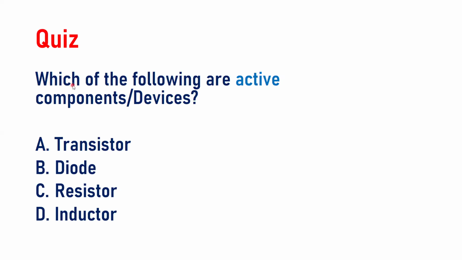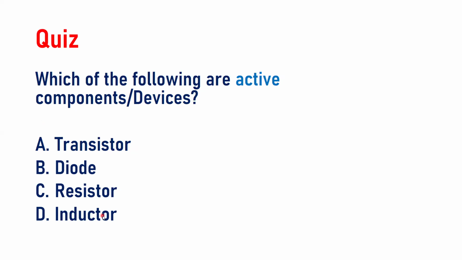Number one, which of the following are active components or devices? Your options are A, transistor, B, diode, C, resistor, and D, inductor.